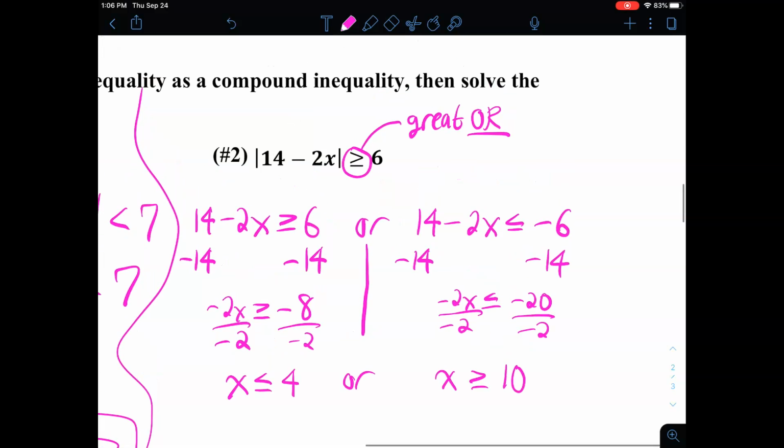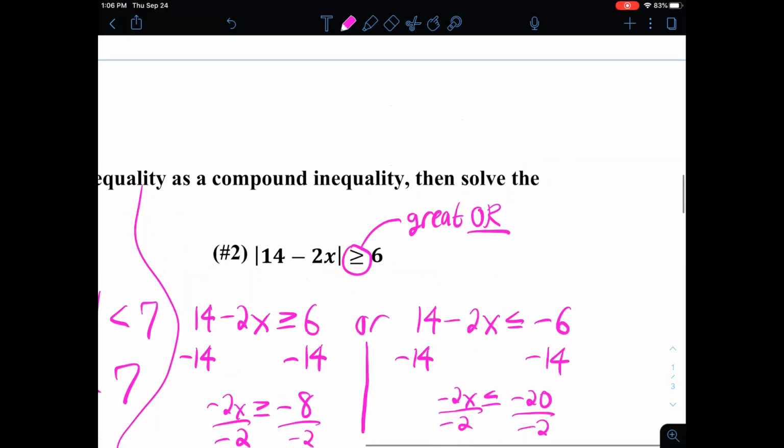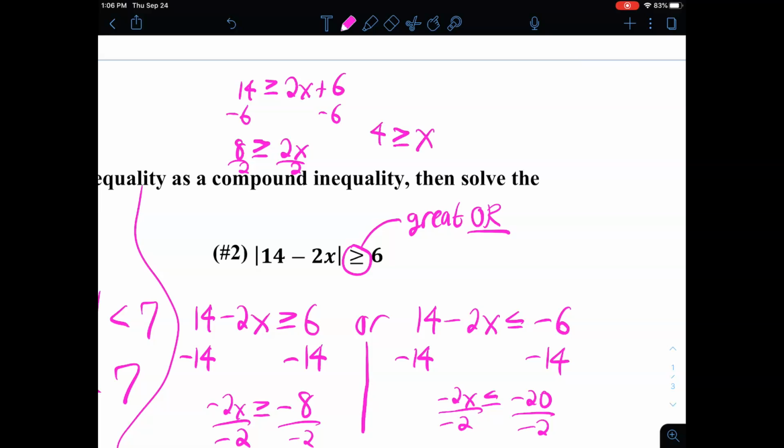Okay, if you were to do this the other way, so if you were to add 2x to both sides, let's just do that over here. So we would have 14 is greater than or equal to 2x plus 6, subtract 6. 8 is greater than or equal to 2x, divided by 2. Then we're going to have 4 is greater than or equal to x, right?